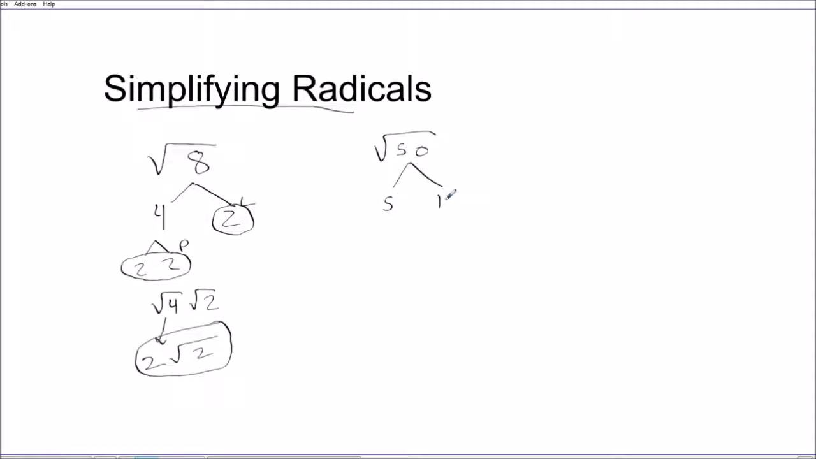The first thing I see is 5 and 10. Y'all, there's different ways to do it. Some people see 25 and 5. Totally fine, doesn't make a difference. So just do whatever feels good to you, okay? 10 can continue to break down into 2 and 5.